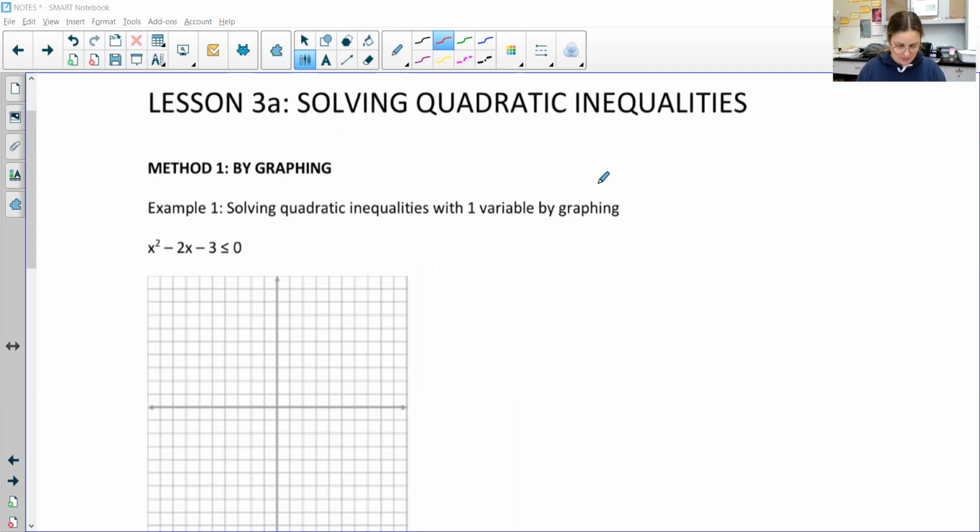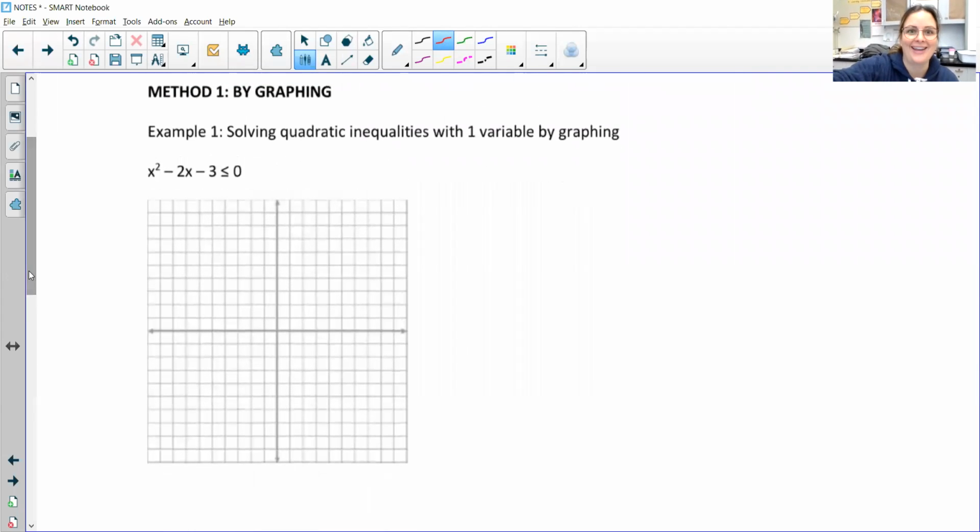So when we solve by graphing, we can solve this in a graphing calculator or manually graphing. And I'm going to show you the manual graphing method now. All right, so we have x squared minus 2x minus 3 is less than or equal to 0. We are going to graph this manually using the Xavier method.